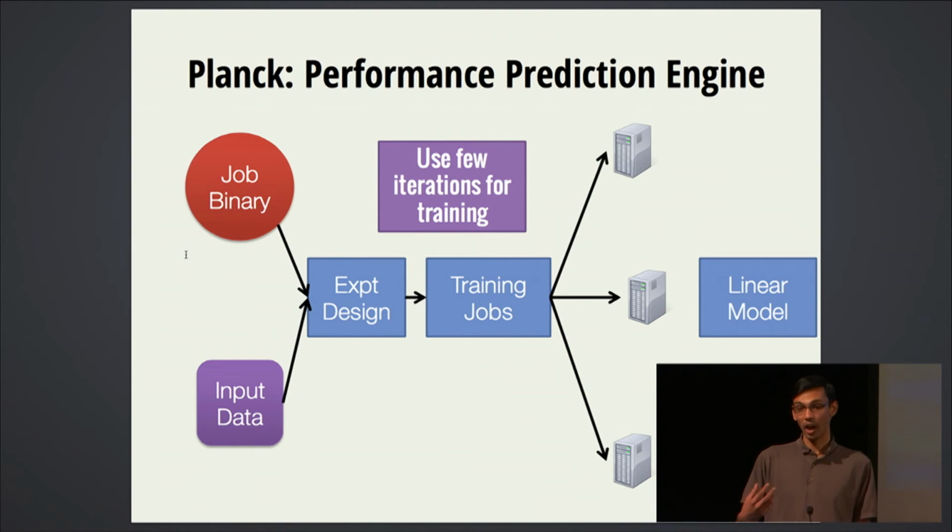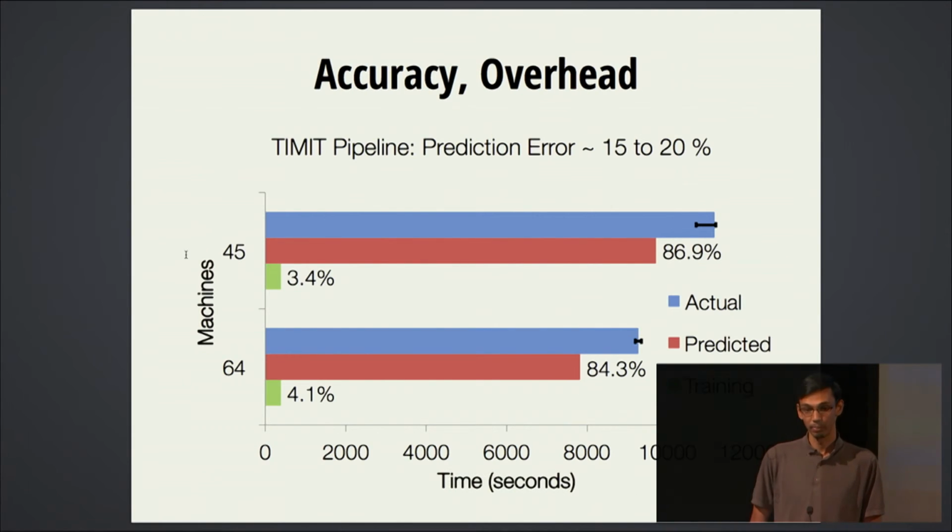So that tells us how to collect training data, and then we run some small training jobs on an EC2 cluster. We use a few iterations of the job to do the training, and based on the training data that we collect, we build a linear model. So putting it all together, how well does this work in practice?